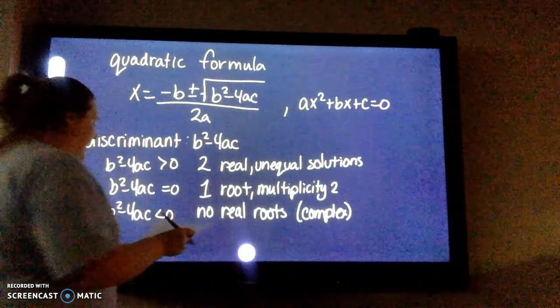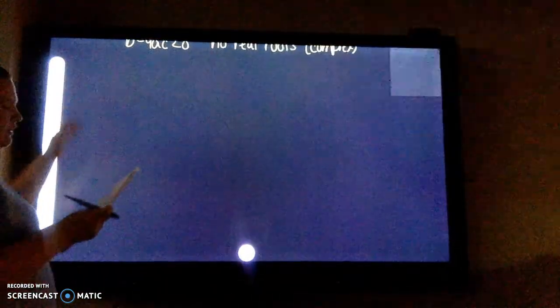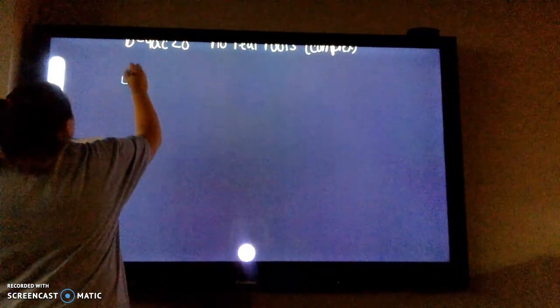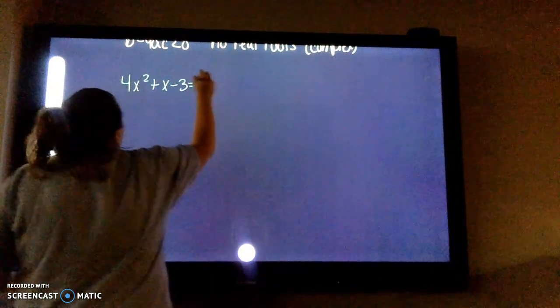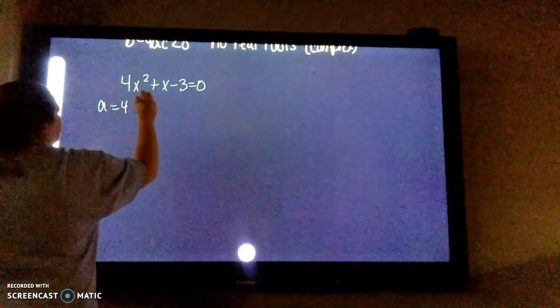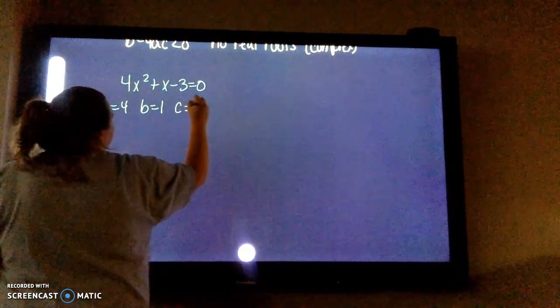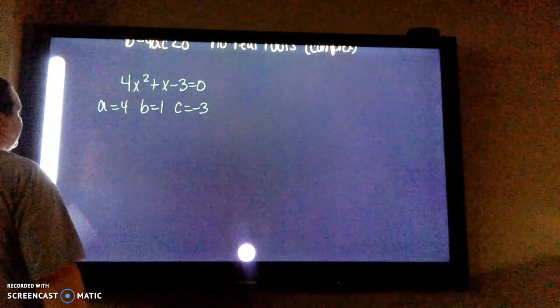So let's go ahead and apply this to an example, because I know you guys love that. I think some of you actually prefer quadratic formula. So we've got 4x squared plus x minus 3 equals 0. I can identify my values, so a is 4, b is 1, c is negative 3. I plug that into my quadratic formula.